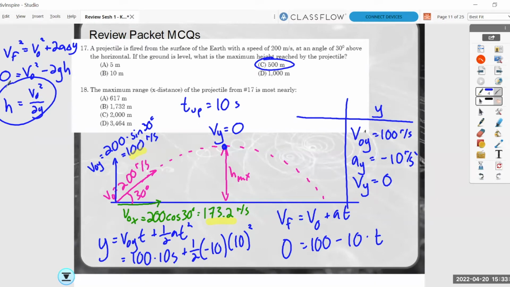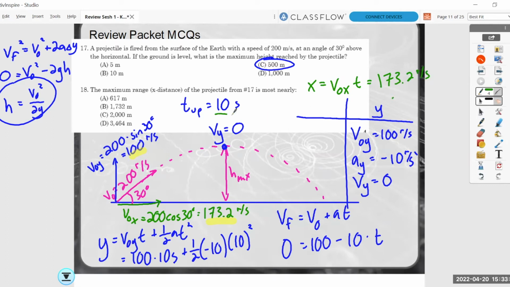For the maximum range, this one's actually a lot more straightforward for the maximum x distance, because our x motion, remember, is a lot simpler. It's just our x velocity times time. The x velocity never changes. Well, we've already got the x velocity. It's 173.2 meters per second. The question is, what's the time?